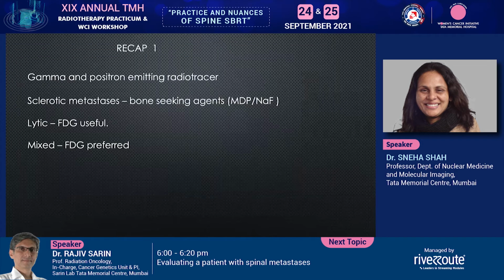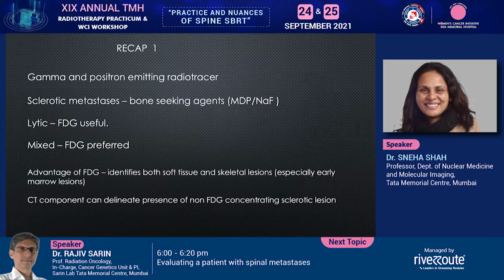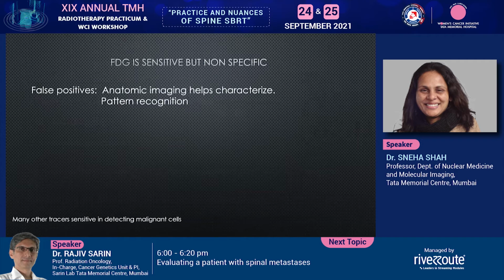So to recap what we learned till now, we have two types of tracers, a gamma tracer and a positron emitting tracer. Sclerotic mets can be identified using bone seeking agents, but lytic and mixed lesions are better picked up with an FDG scan. The advantages of an FDG scan would be, because of its PET/CT component, which helps you characterize a lesion and increases the specificity, and also its ability to detect marrow lesions, which are early skeletal lesions.